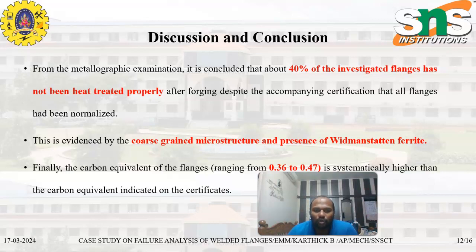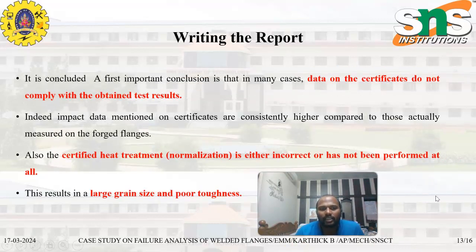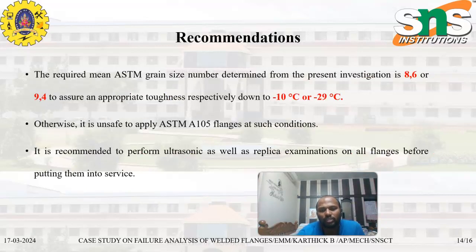There is evidence of a coarse grain microstructure and the presence of Widmanstatten ferrite, and the carbon equivalent ranges from 0.36 to 0.47, which is higher than the carbon equivalent indicated in the certificate. The first important conclusion is that in many cases the data of the structure do not comply with the obtained test results, which means a data mismatch happens. The second is that the certified heat treatment is incorrect or not performed properly, which results in large grain size and poor toughness, in the coarse grain manner.